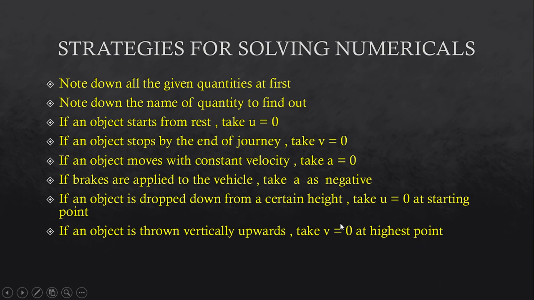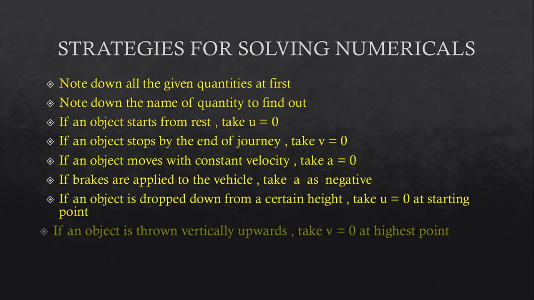Again, very important. Now, if an object is thrown vertically upwards, it is just the reverse motion, you can say, of the previous one. An object is thrown up, suppose a ball is thrown up. In that case, when the object reaches the maximum height or the highest point, the final velocity becomes 0. This is again very important to note down. Please remember when you solve the numericals.